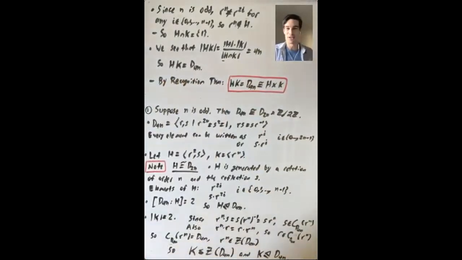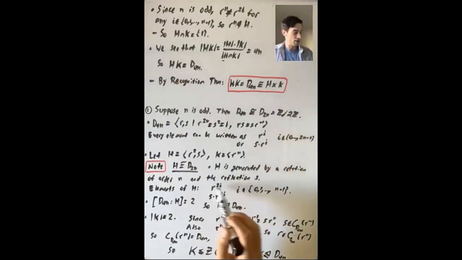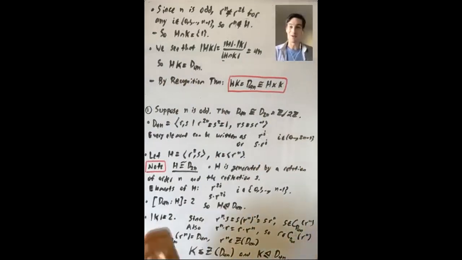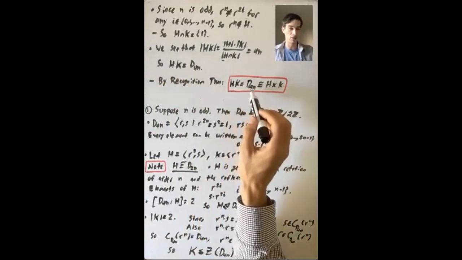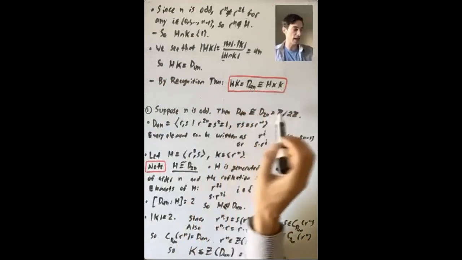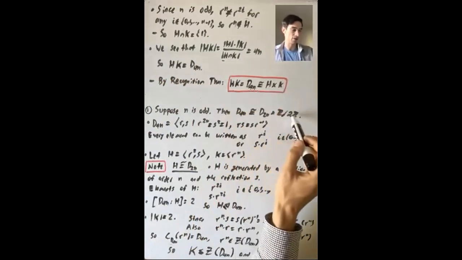So you can also check this directly, that every element in D4n can be written as a product of something in H times something in K, because we have such a nice description of the things that are in H and the things that are in K. Now we just apply the recognition theorem, and we know that the internal direct product, the whole group, is isomorphic to H cross K, and H is isomorphic to D2n, and K is isomorphic to Z mod 2Z.